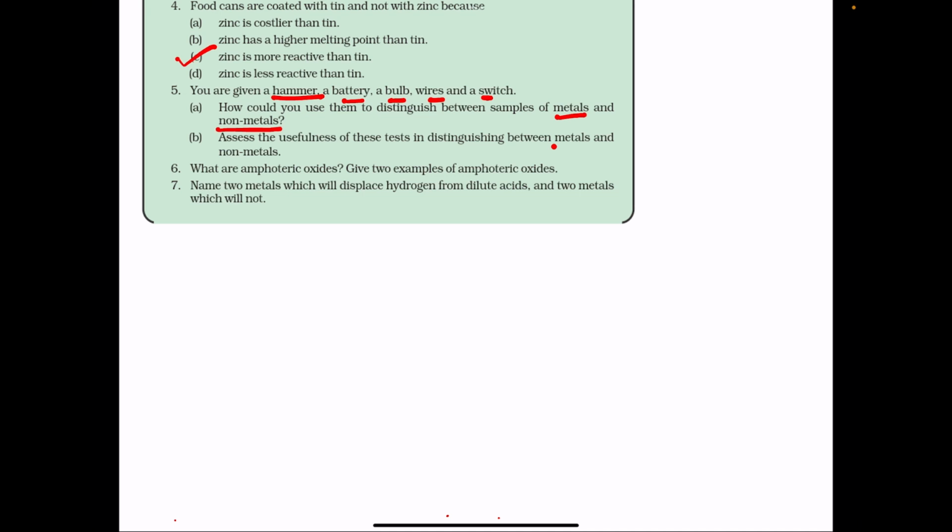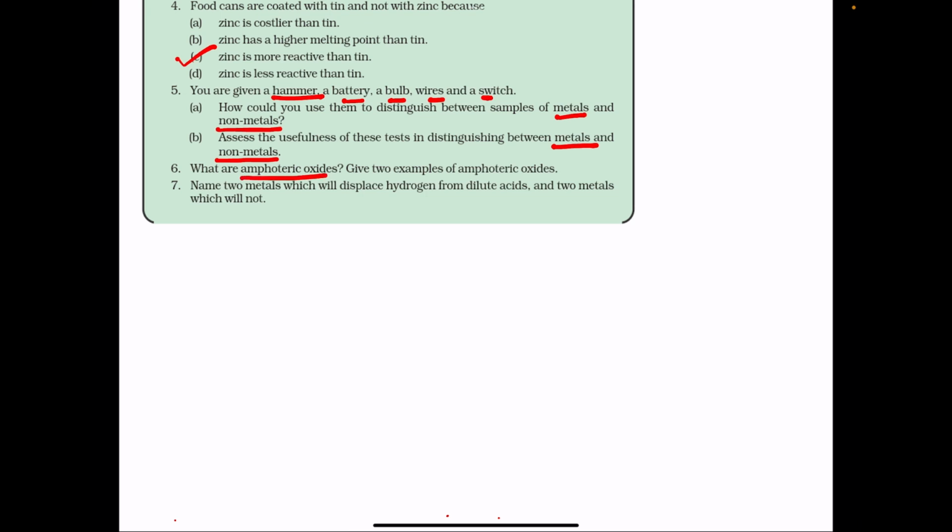Assess the usefulness of these tests in distinguishing between metals and non-metals. So metals can be beaten into sheets, that is, they are malleable. Non-metals cannot be beaten into sheets. Metals are good conductors of electricity, non-metals are bad conductors of electricity, or non-metals are not good conductors of electricity.